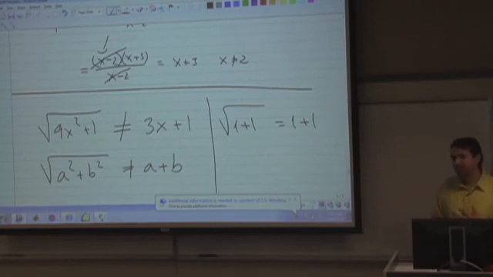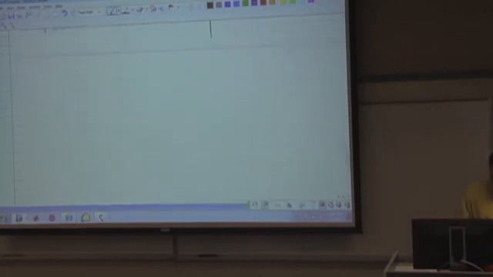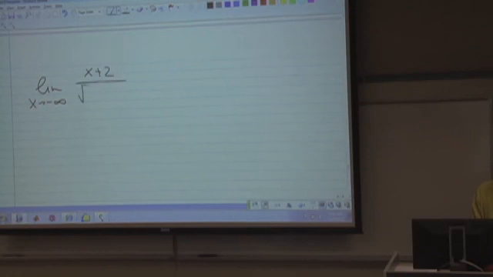Could you show us how to do this problem? Yeah. This is messed up so bad. Well, except for the minus, this was a homework problem, right? Yeah, it was. The limit as x goes to minus infinity of x plus 2 divided by the square root of 9x squared plus 1.